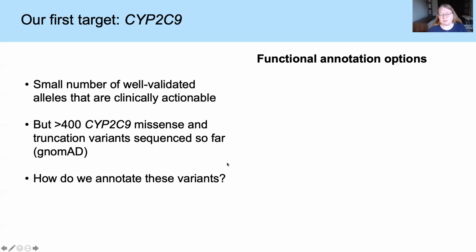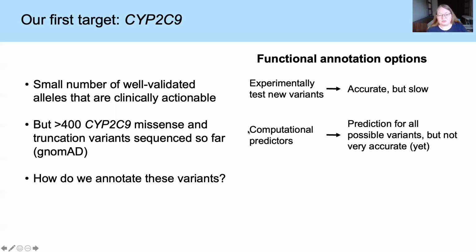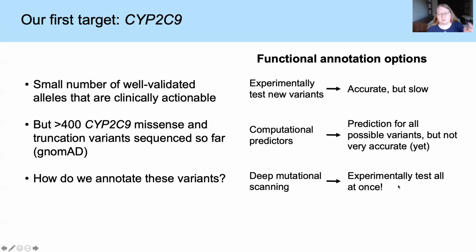So we have a few options for annotating these, right? You can test them. That's historically what's been done. And this can be very accurate, but of course it requires finding a variant, constructing it, and then testing it. Computational predictors are getting better and better, and hopefully, being trained on deep mutational scanning data will get them to the point where they need to be to be accurate enough to be used for this purpose, but they're not quite there yet. So deep mutational scanning is, of course, the solution that we turn to.